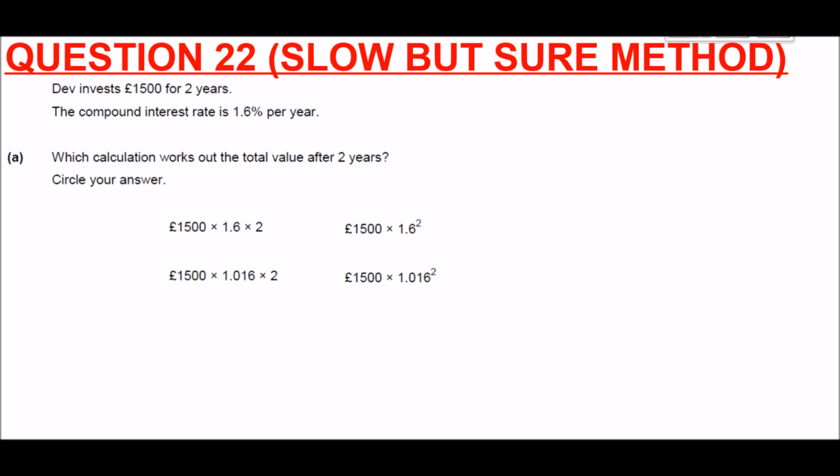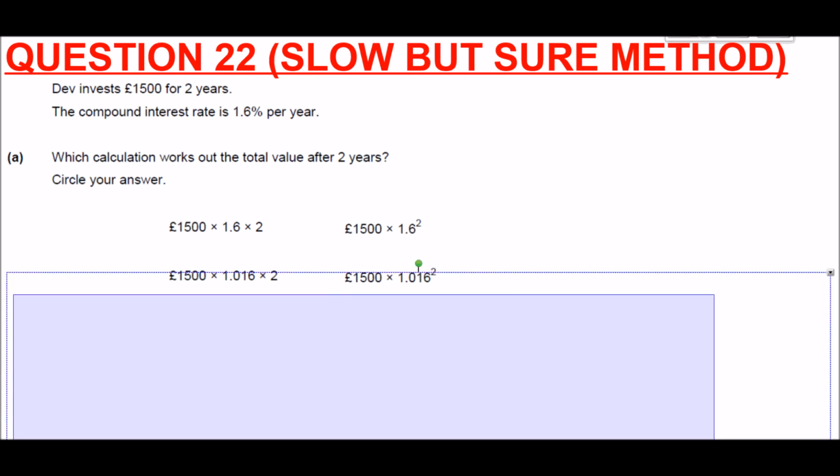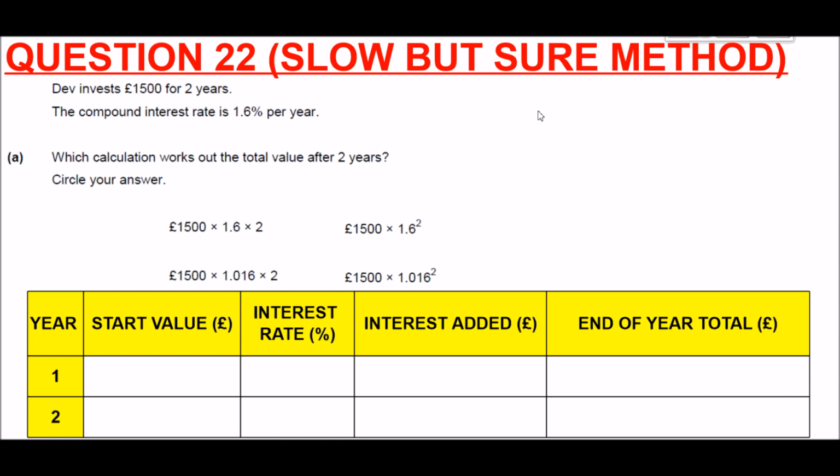Just to make you aware, compound interest is a type of question where the interest changes each year. Simple interest is where you work out the interest for 1 year and then that interest stays exactly the same for each year. Here the interest is going to change from year 1 to year 2. And so what I would suggest we do is we create a table of values ready to be filled in. So it doesn't need to look exactly like this, but I think this is a safe enough bet. So we're going to include the start value, the interest rate, the interest added, and the end of year total. So for year 1, at the start, we're told here that he invests £1,500. So we know for definite that the starting value is going to be 1,500.